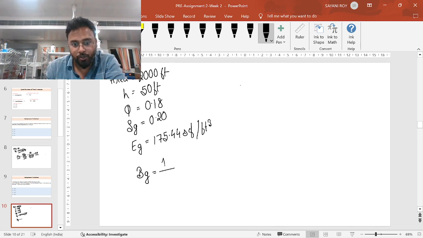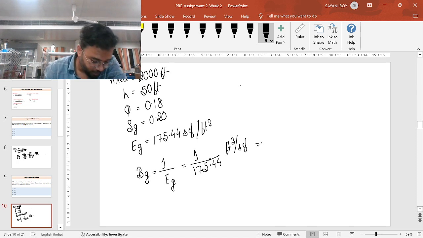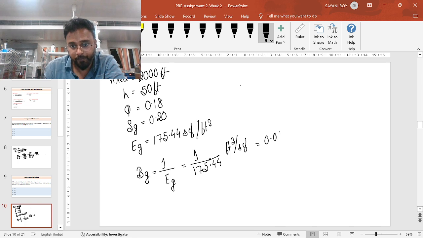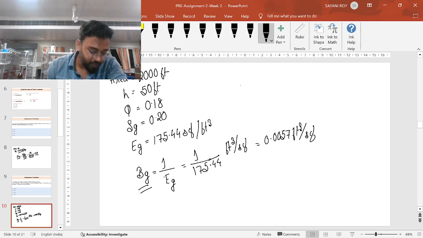This, as I have already told you, is 1 by Eg, the gas expansion factor, that is 1 by 175.44. So the unit will now be cubic feet per SCF, and it comes out as 0.0057 cubic feet per SCF. So the gas formation volume factor is 0.0057 cubic feet per SCF.